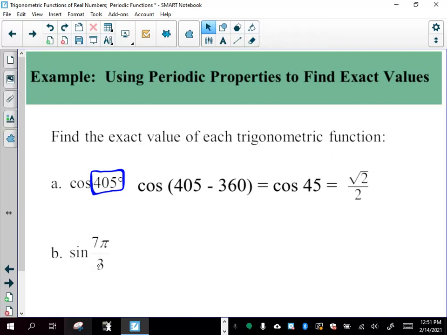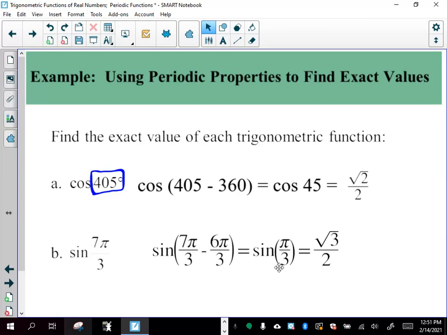Same thing with 7 pi over 3. So sine of 7 pi over 3, again, we need to force this back down, in this case because it's a pi, between 0 and 2 pi. So you come over here and say, okay, 7 pi over 3, so I need to look at 2 pi, which is the same thing as 6 pi over 3. You subtract the 2 pi and you wind up with sine of pi over 3. Sine of pi over 3 is square root of 3 over 2, which means sine of 7 pi over 3, because you've gone one full revolution, is square root of 3 over 2.